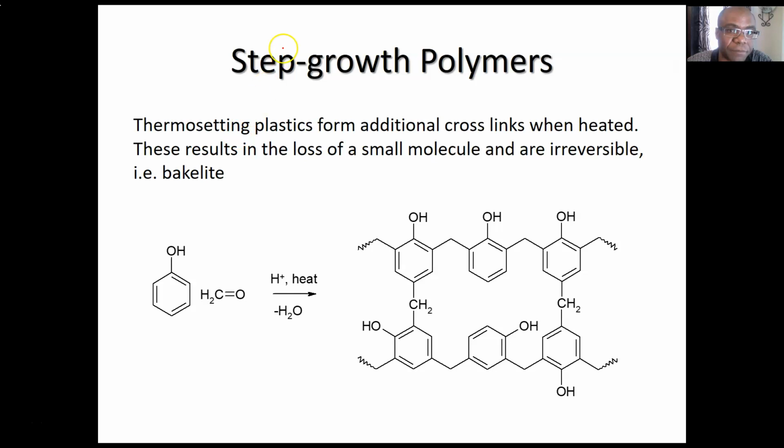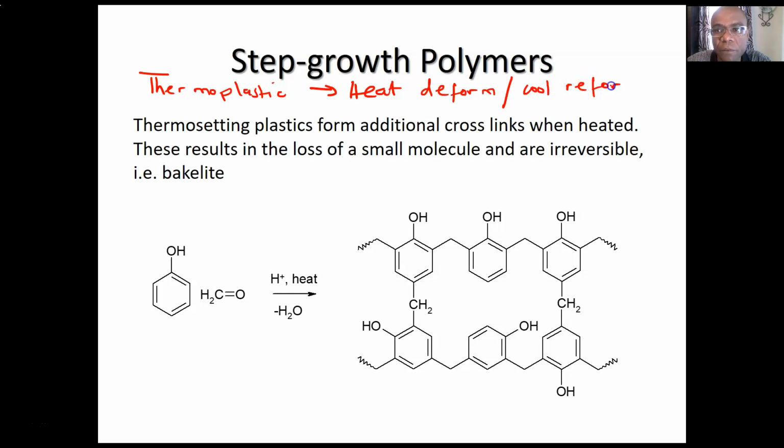Alright, so we talked about thermoplastic polymers, and we said if you heat such polymers, they deform or they lose shape, but if you cool them, they reform or regain their shape or physical properties. Those are thermoplastic polymers. Thermosetting plastics form additional links when heated, which result in the loss of a small molecule, and this reaction is irreversible. Thermoplastics are reversible, thermosets are irreversible.